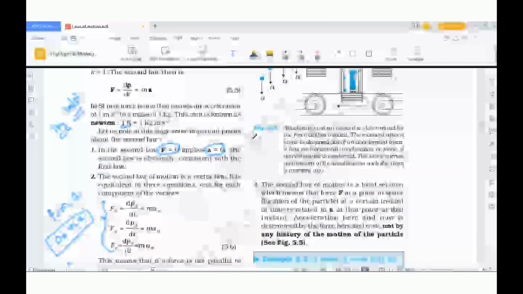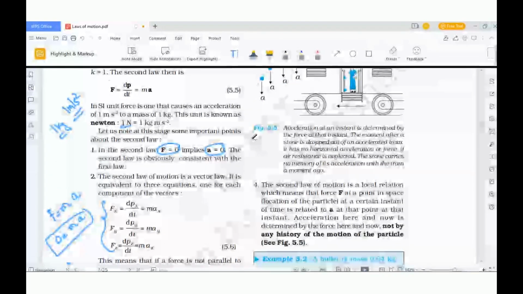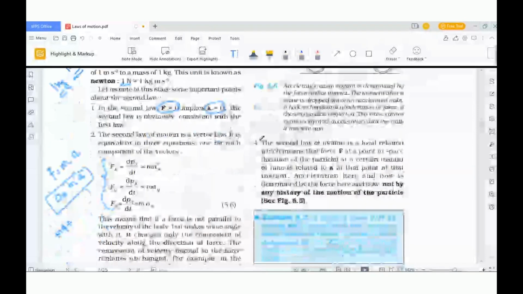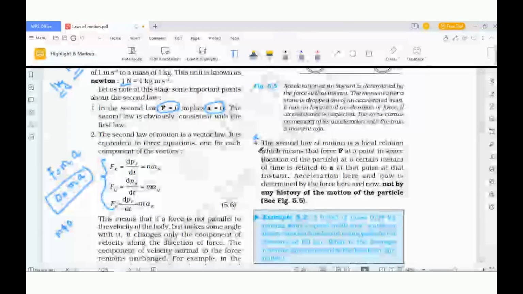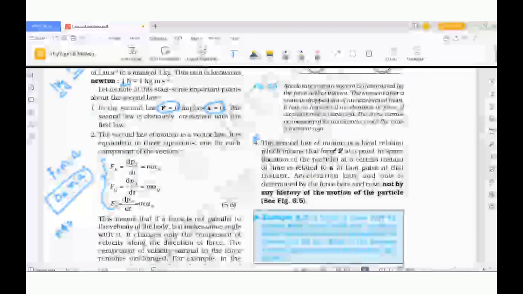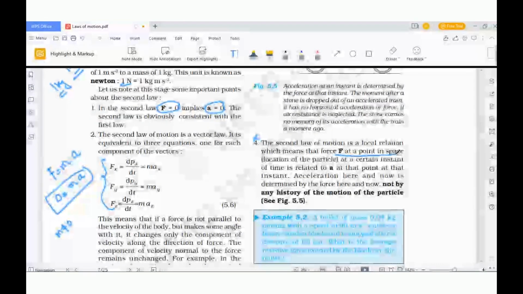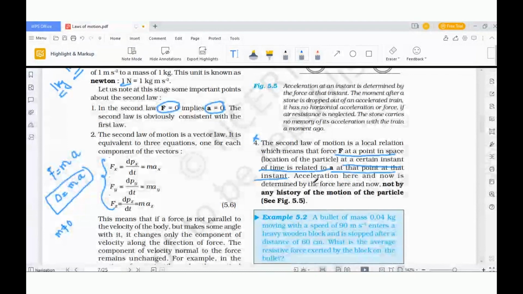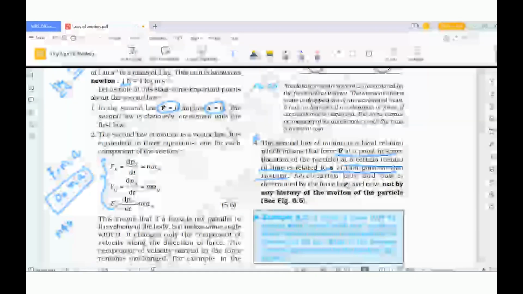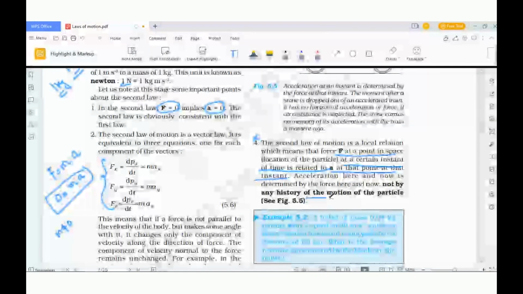And the next point, these are all some typical points. The second law of motion is a local relation, which means that the force F at any point in space at a certain instant of time is related to A at that instant. Acceleration here and now is determined by the force here and now, and not by any history of the motion of the particle.